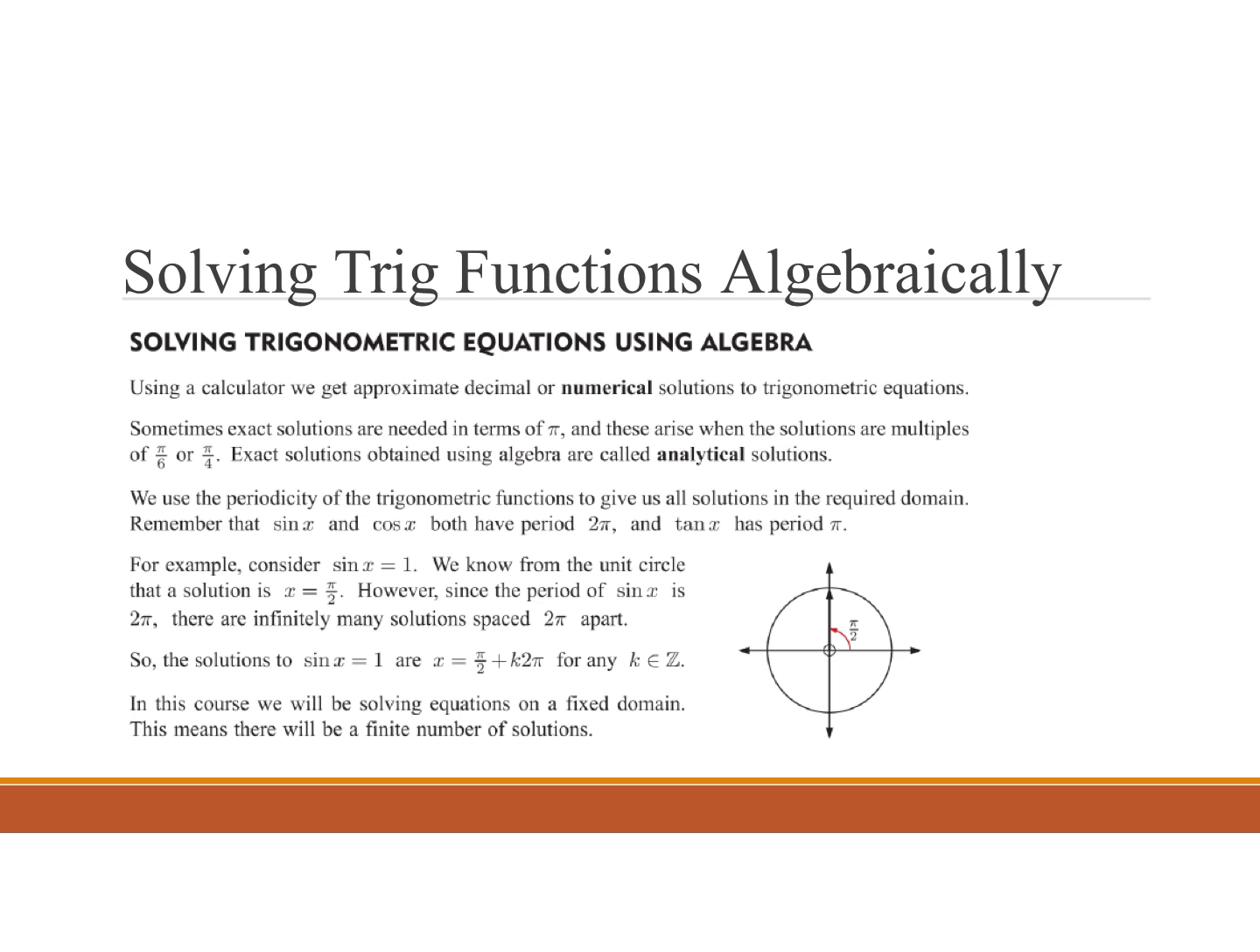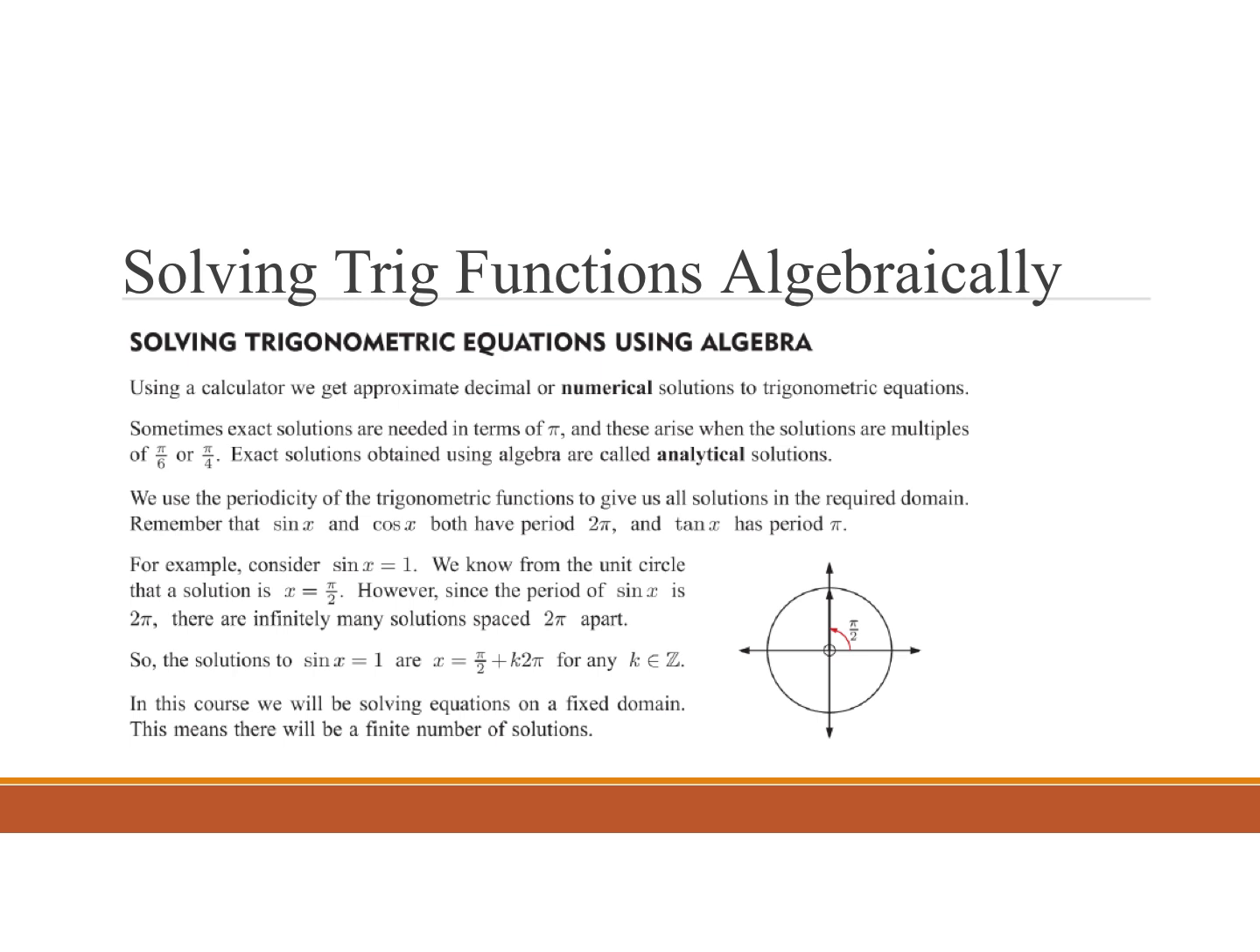When we were doing it on a calculator before, remember all our answers were decimals, so 0.45 for example. But sometimes exact solutions are needed in terms of pi, and these arise when solutions are multiples of pi on 6 or pi on 4, and exact solutions obtained using algebra are called analytical solutions. So we use the periodicity of trig functions to give us all the solutions in the required domain, and remember that sin x and cos x both have a period of 2 pi, and tan x has a period of pi, which we have explored recently.